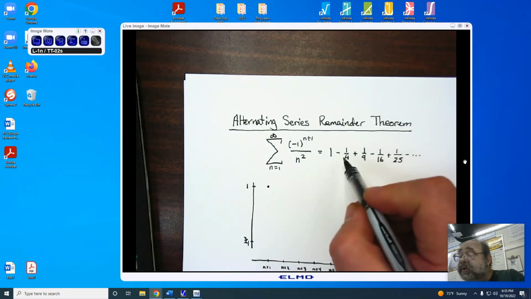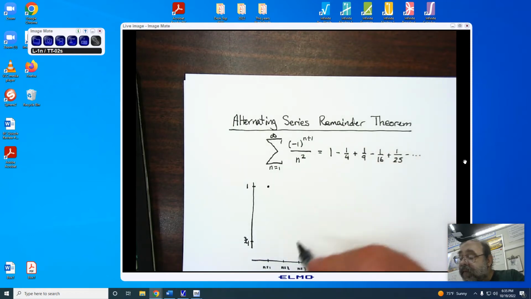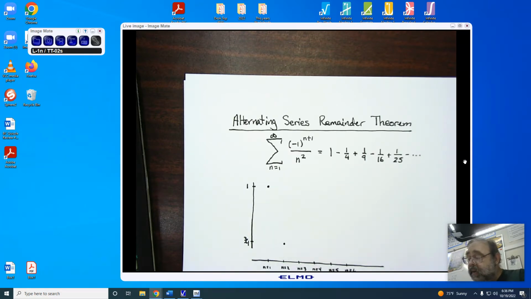Notice the next partial sum, when I subtract 1/4 from the 1, will give me 3/4. Now, if I keep doing this, what I'm going to notice is that the actual sum, the infinite sum, is somewhere in between these two numbers. Now, I can't say it's exactly in between, but I know it is in between.